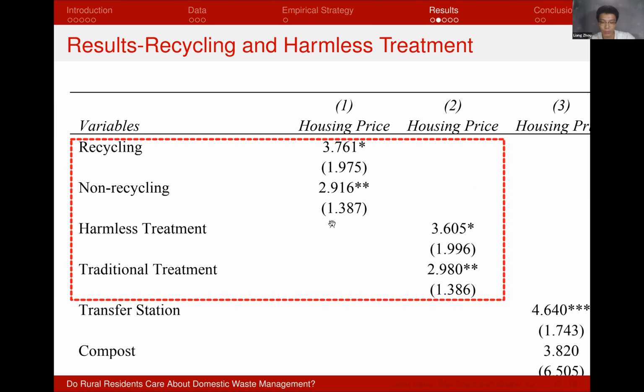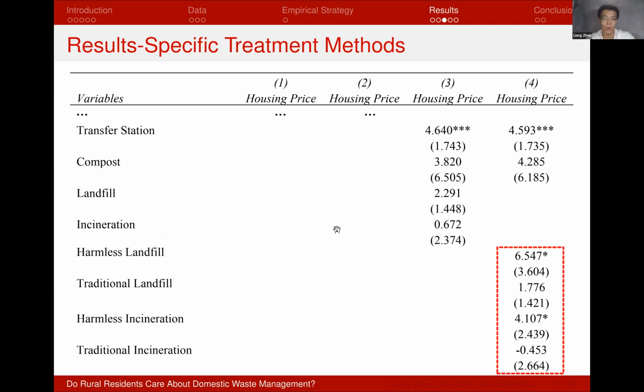We next explore the effect of a variety of specific waste treatment facilities on housing value. In the first and second columns, I consider recycling treatment and harmless treatment, respectively. The results show that recycling treatment and harmless treatment will generate an additional housing value premium compared to the traditional disposal. It shows that rural residents feel and do value sustainable waste management. In columns 3 and 4, I consider more specific waste disposal methods, namely transfer, composting, landfill, and incineration. As a result, except waste transfer, landfill and incineration have a significant positive impact on housing value only if they are treated in a harmless manner.